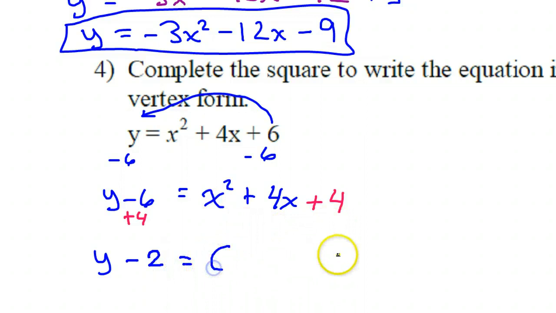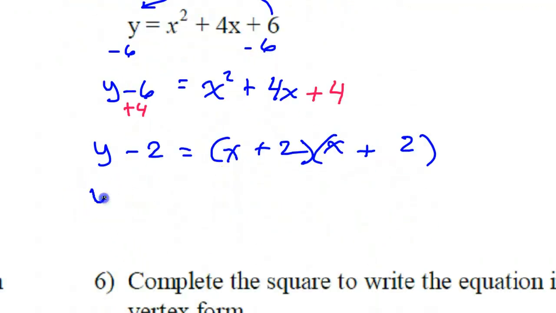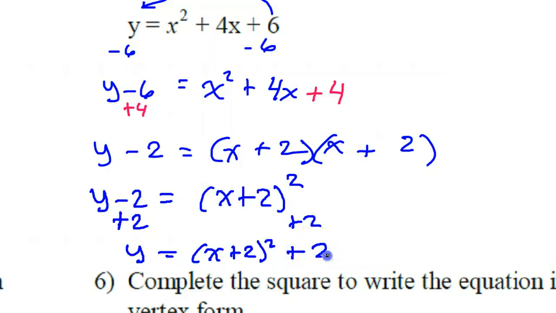Now the beauty of this is that it will always factor as the same thing twice. X times x, 2 times 2, positive and positive. Alright, so in other words, I have y minus 2 is equal to x plus 2 squared. Just one more thing, getting y by itself, we need to add 2 to both sides. So that's going to give me y equals x plus 2 squared plus 2.